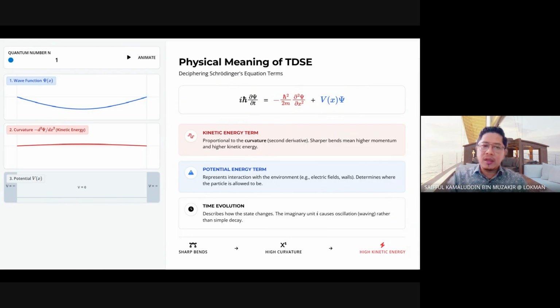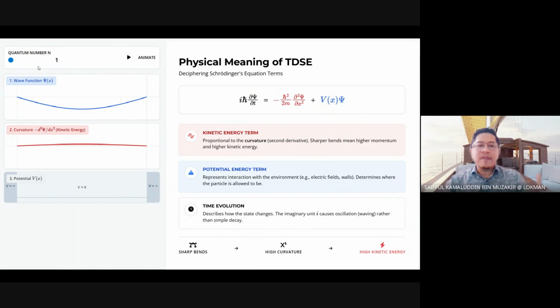So n equals 1. You have no node, and your curvature is quite flat. So it means your electron doesn't have any high kinetic energy, only the kinetic energy in the dark.